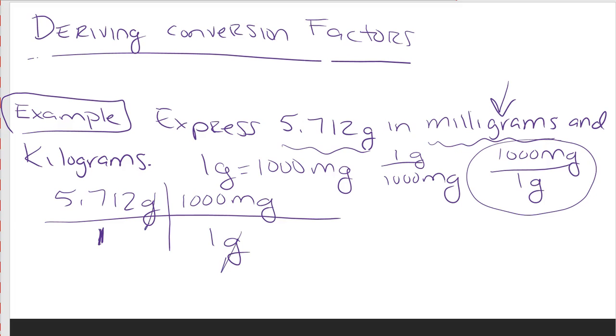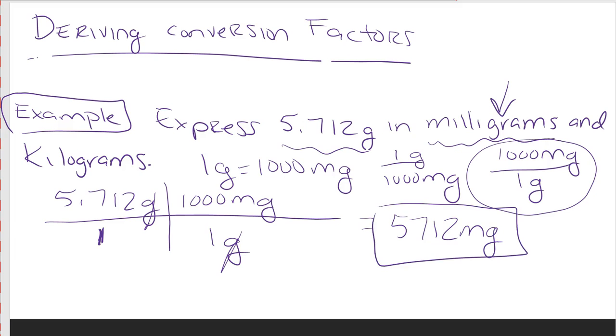Now grams cancel, leaving our units in milligrams when we multiply. When you go across the top, you're multiplying and dividing by the bottom. So 5.712 times 1,000 is 5,712 milligrams, or in 5.712 grams. This is the same thing we did using this chart.